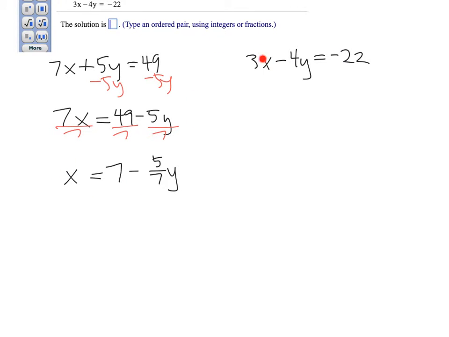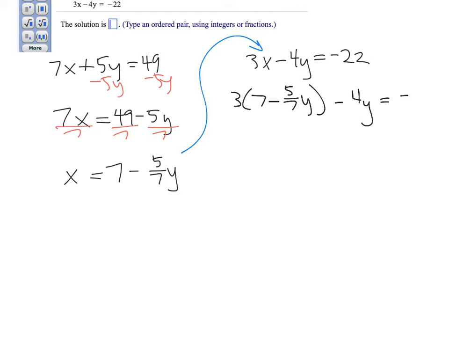Now we're going to go up here and replace x with 7 minus 5/7 y. So that becomes 3 times (7 minus 5/7 y) minus 4y equals negative 22. Now we have a little distributive property right here. That's not so bad. So that becomes 21 minus 15/7 y minus 4y equals negative 22.